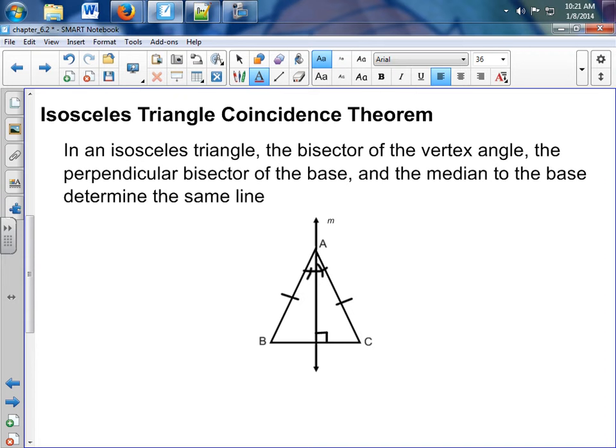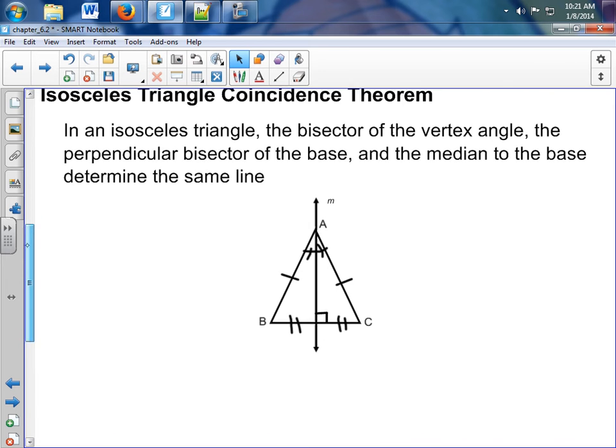a bisector of the vertex, perpendicular bisector, which means this is divided into 2 equal halves, so I could do this. Okay? And the median to the base. Now on the first slide, what was the definition of median? The middle. Divides it into 2 equal parts. Okay? That is the isosceles triangle coincidence theorem. I believe there is one more.